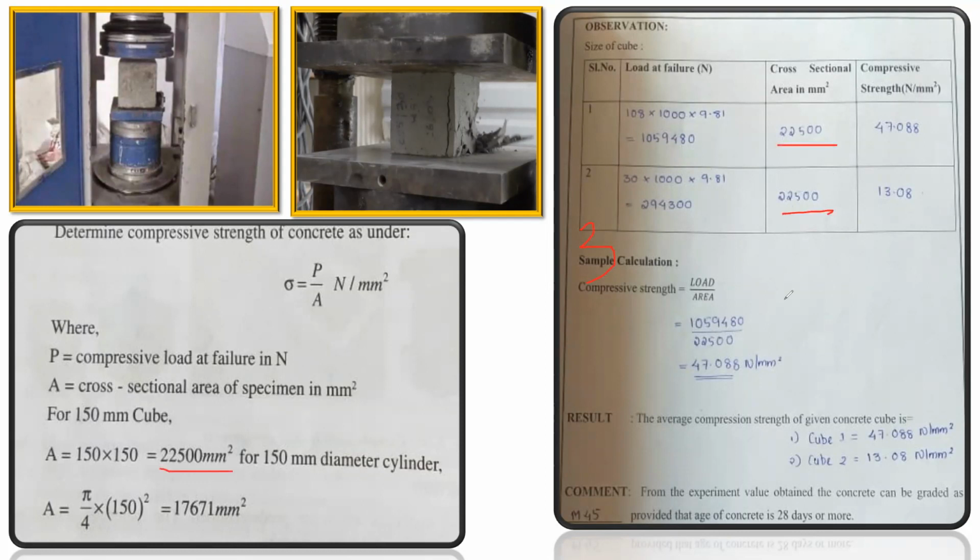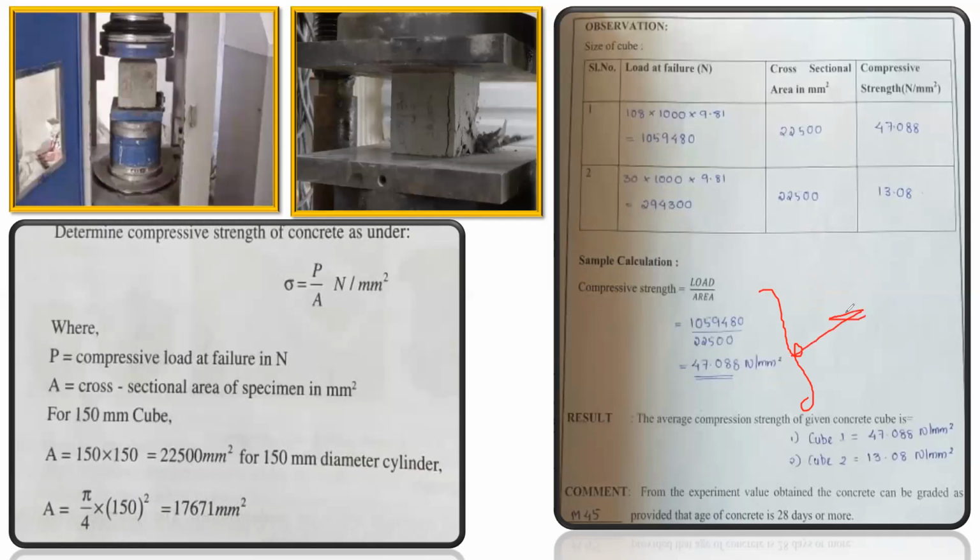So what you need to do, stress is equal to force upon area. That is load, they are getting it from here, 1059,480, divided by area. Area is here. You get this as the strength of my concrete. I've done it for this. Similarly, do it for the second cube also, the same thing. Similarly, you are going to get another value. You have to do it for the third cube also. So once you do it for the 3 cubes, you have to take the average of that, and that average will give you the characteristic compressive strength of my concrete.